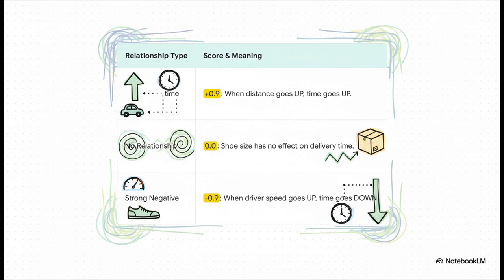Makes sense, right? Then you've got a score near 0 for something like customer shoe size, which just confirms what we already guessed. It's just noise. And then a strong negative score shows that inverse relationship. As one thing goes up, the other goes down. Like how increasing speed decreases delivery time.